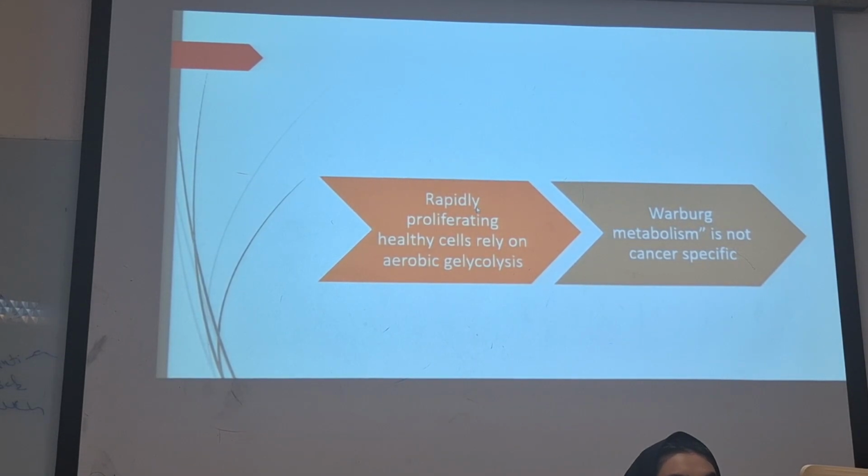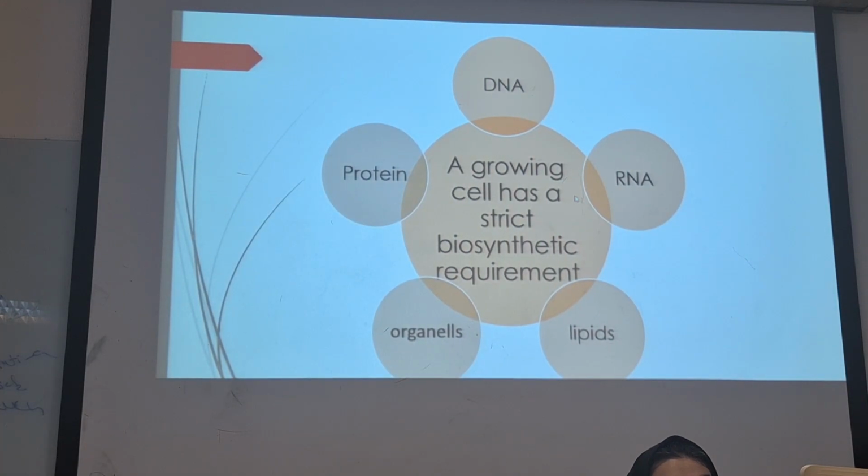I said before, rapidly proliferating healthy cells rely on aerobic glycolysis. So Warburg metabolism is not only for cancers. As I said before, some rapidly dividing cells use this way. Okay, as you know, a growing cell has a strict biosynthetic requirement. They need DNA components, RNA components, lipids, proteins, and many other organelles, okay? So for any dividing and proliferation, the cells need all of them.